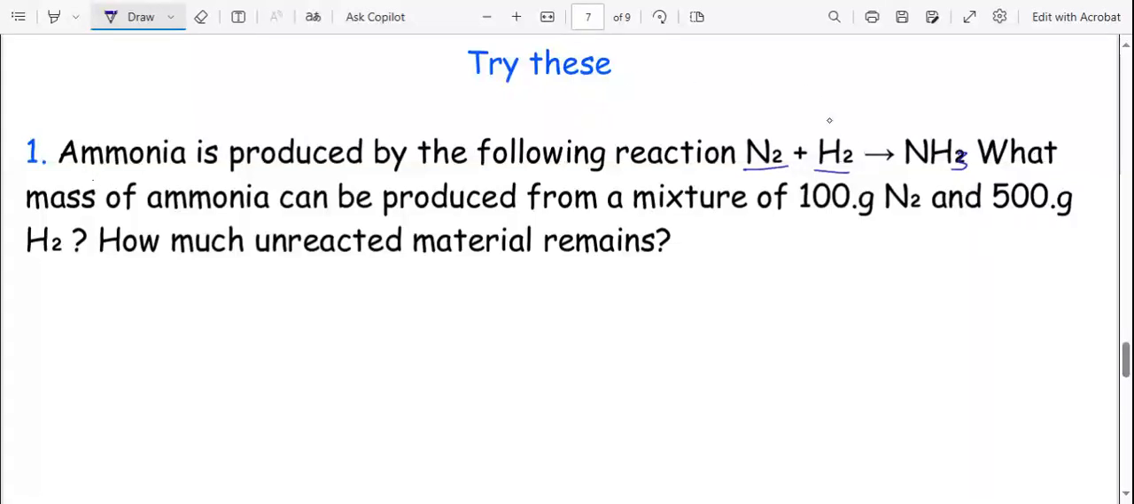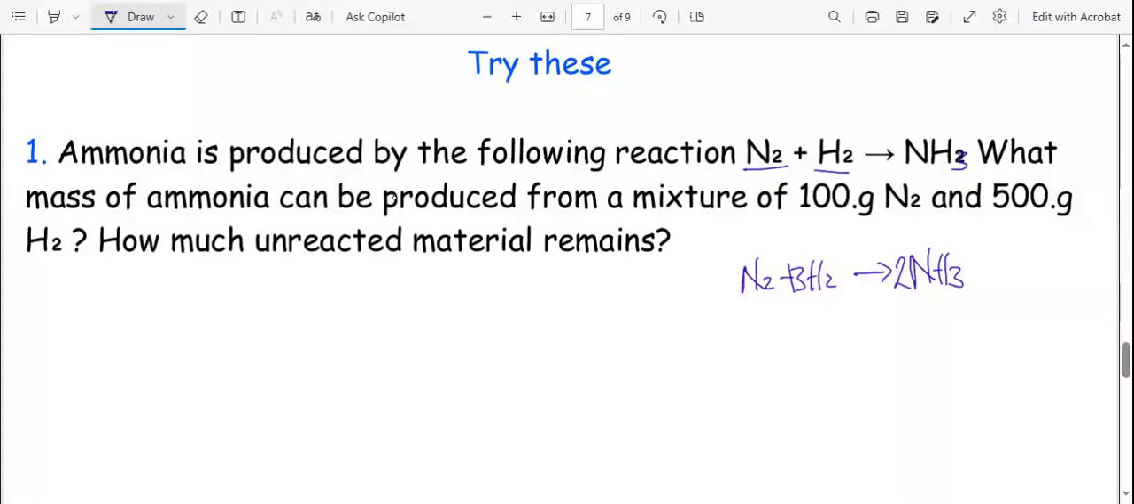So we need to balance this equation. We have nitrogen plus hydrogen like that, giving us ammonia like that. So we can see now we need to put 2 here. We can put 2 there. We have 6 hydrogen, so here we'll put 3. So that the equation will be balanced now. So now I'll give you just a hint on how to approach this, otherwise you do it. Ammonia is produced by the following reaction. Try. This is the reaction now.